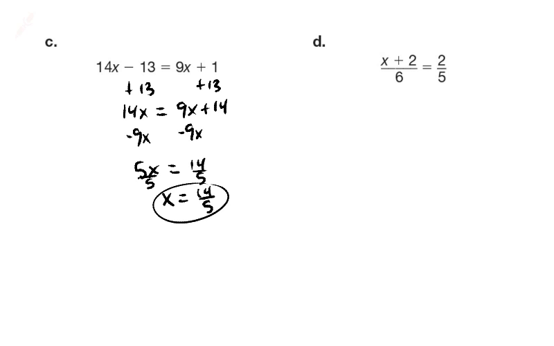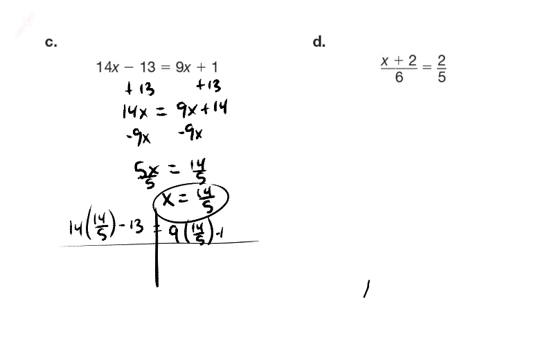This one I'll go ahead and do, and I'll do the next one in a more simplistic way. I'm going to write, I've got 14, and I multiply that by 5. And I'm going to subtract 13 from that. And that has to be the same as 9 times 14/5 plus 1. I think I have enough room on this page for this. So 14 times 14, 14 over 1 times 14, is going to be 14 to the second power over 5.